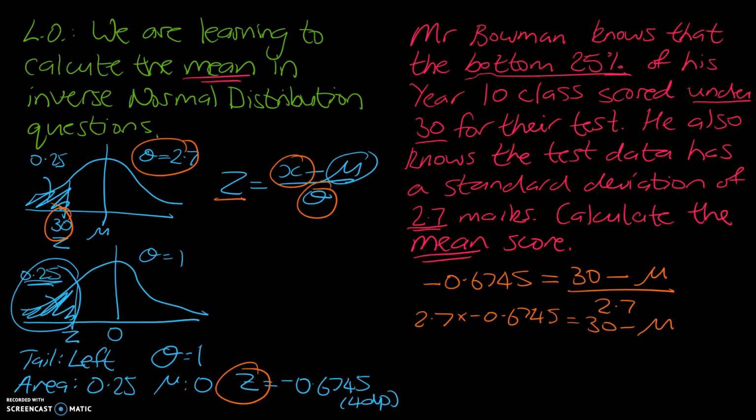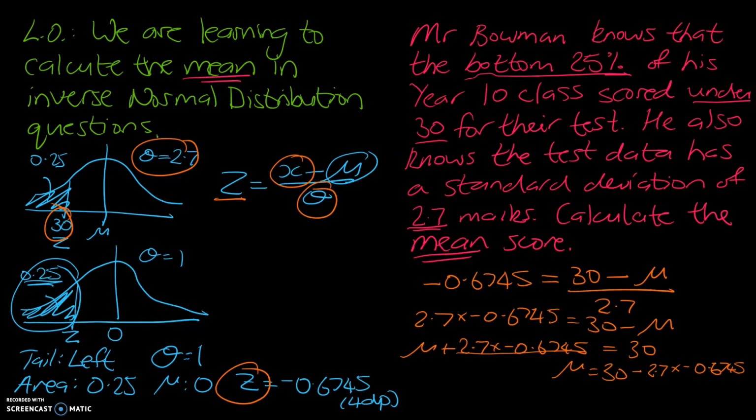We then want to move the mu to the other side. So mu plus 2.7 times negative 0.6745 is going to be equal to 30. And we're then going to do our final step, move this part back to the other side as a negative. So that means 30 minus 2.7 times negative 0.6745.